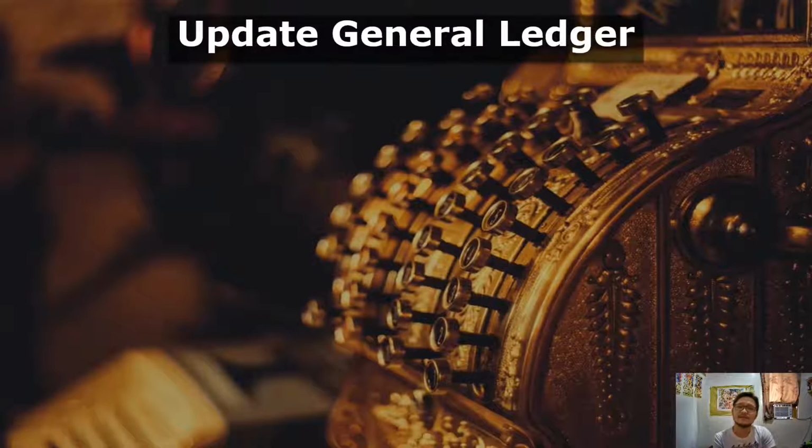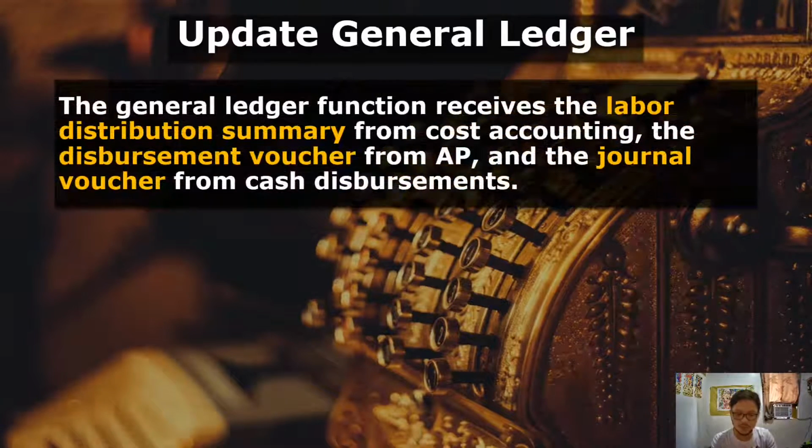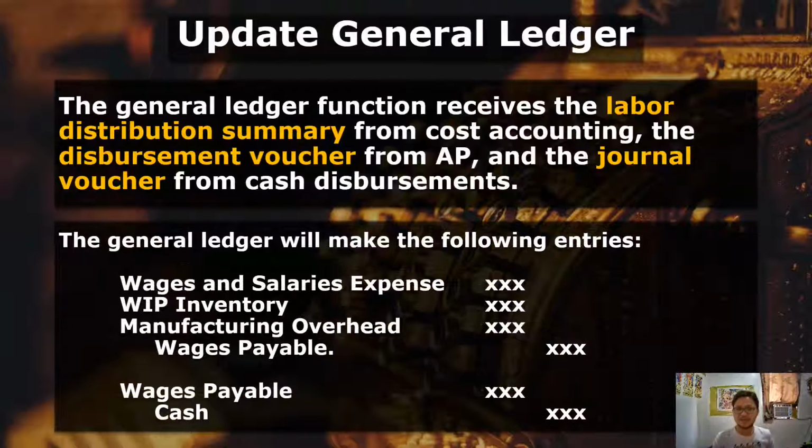Finally, the last step in the payroll cycle is updating the general ledger. So ito po ang activities in the general ledger department. The general ledger function receives labor distribution summary from cost accounting, disbursement voucher from accounts payable, and the journal voucher from cash disbursement. And the general ledger will make the following entries to update control accounts.